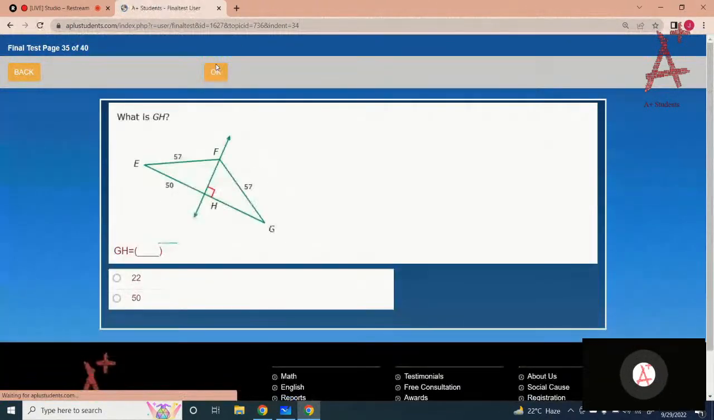Okay, the next one is, what is GH? So GH is equal to EH, because FH is the vertical, perpendicular line on GE. So EH is 50, that means GH is also 50. Got it? Select the correct option and click on the OK button.